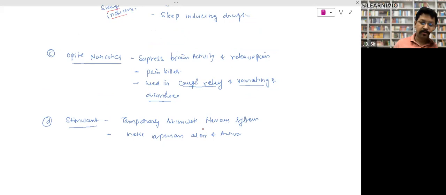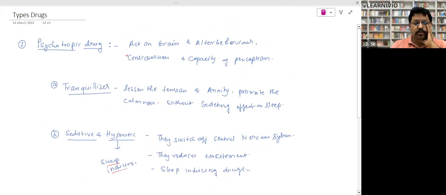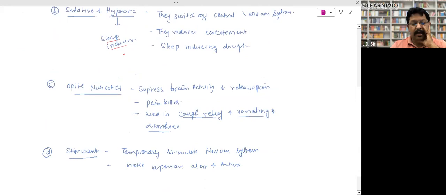All drugs clear? Psychotropic drugs: tranquilizer has been asked, hypnotic has been asked. These two have been asked, right? So, yes, psychotropic drugs are of three kinds: tranquilizer and sedative, opiate, and stimulant. Clear? Hiram? Yes, sir.